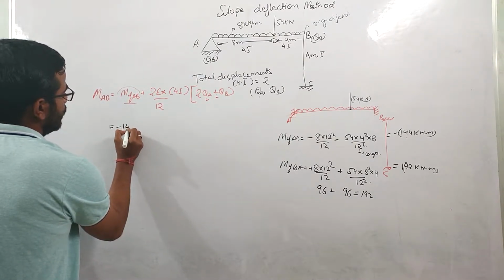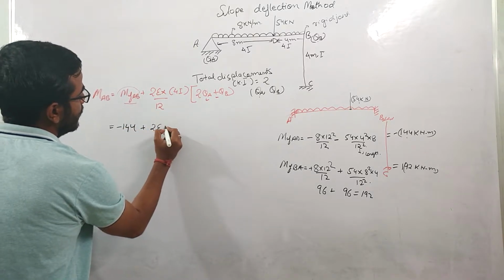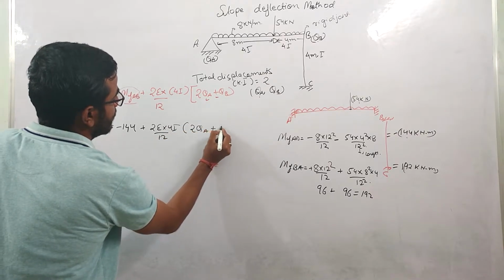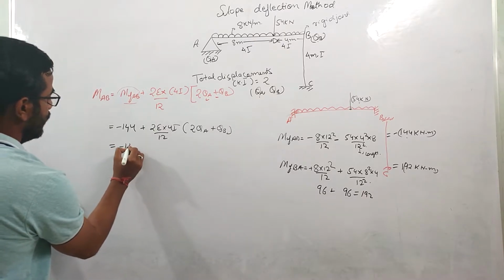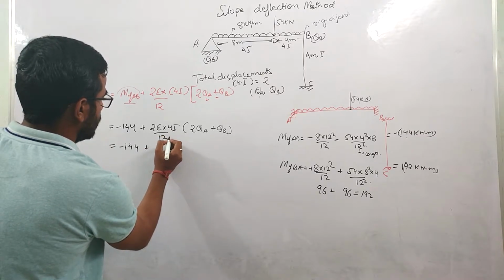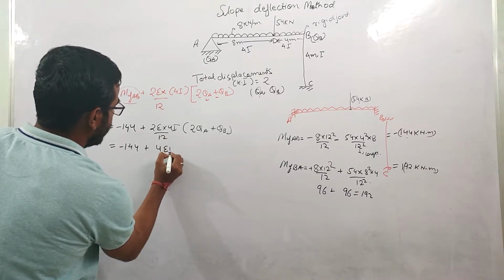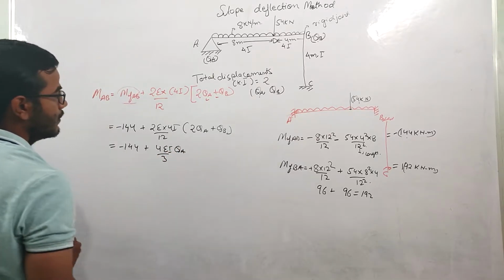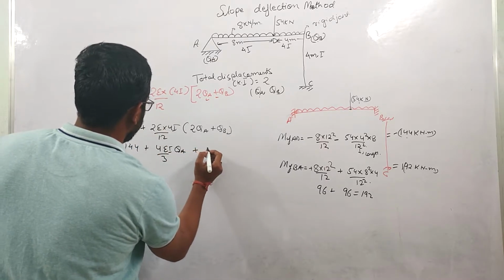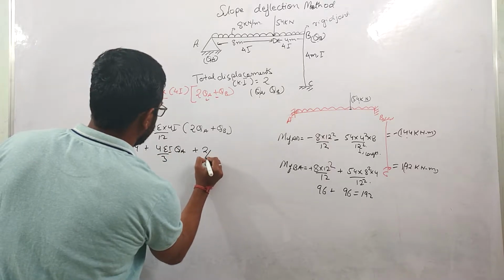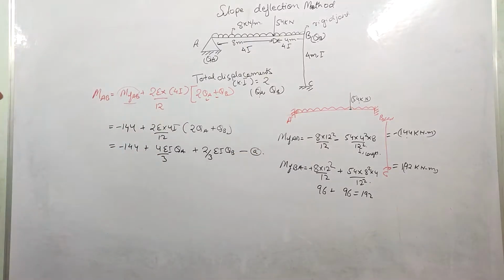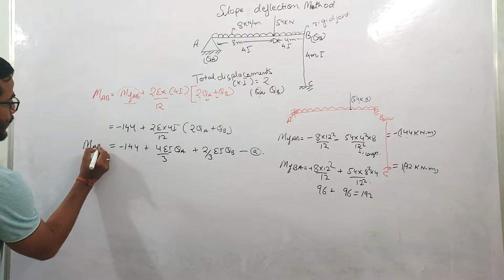MAB is MFAB, minus 144, plus 2EI into 4I over 12, into twice theta A plus theta B. If we solve this equation, it will be 4EI theta A over 3, plus 8, plus 2 by 3 EI theta B. Let us term this equation as A, and this is equal to MAB.